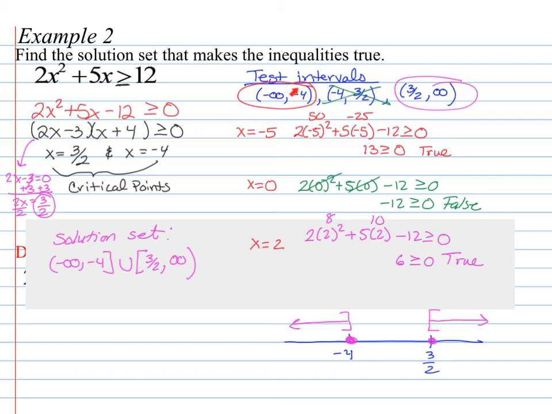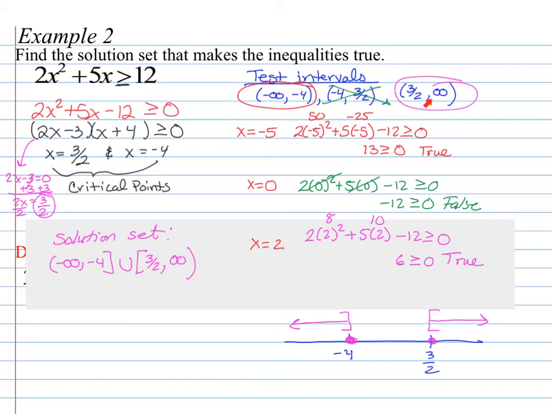I get -5 for my first interval, and I test it out, and that becomes a true statement because 13 is greater than or equal to 0. I get a number from the middle interval, which I picked 0, and I get -12 is greater than or equal to 0. That's a false statement, so that cannot be part of my answer or my solution. Lastly, I pick x equals 2, substitute it in there, and I get 6 is greater than or equal to 0. That's a true statement, so that means these two are the ones that all my solutions reside in.